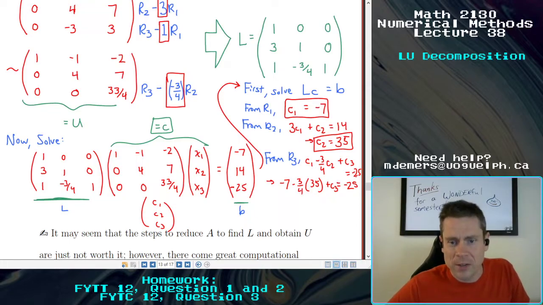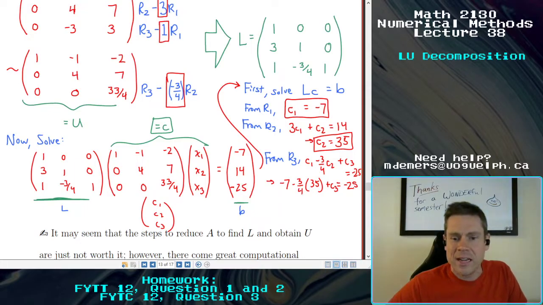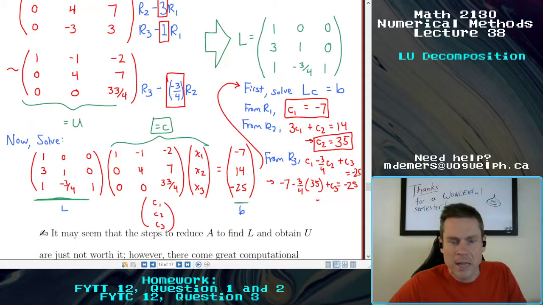If you work this out, let's see, minus 25, I'm taking over a 7, so I'm at minus 18. And then I'm taking 105 over 4. Oh, good God. 105 over 4. And 18 is 72 over 4. If you subtract that, I think we end up with 33 over 4. So that's interesting, right? That sounds familiar. Yeah, my notes say the same thing. So C3 is 33 over 4, if you work that out carefully.